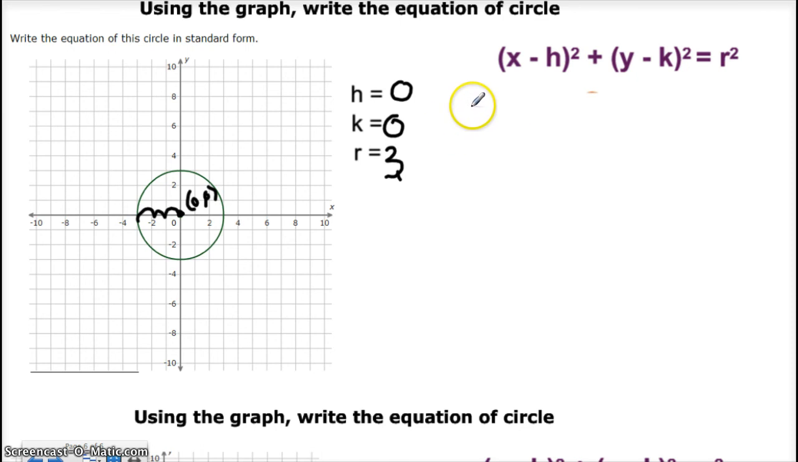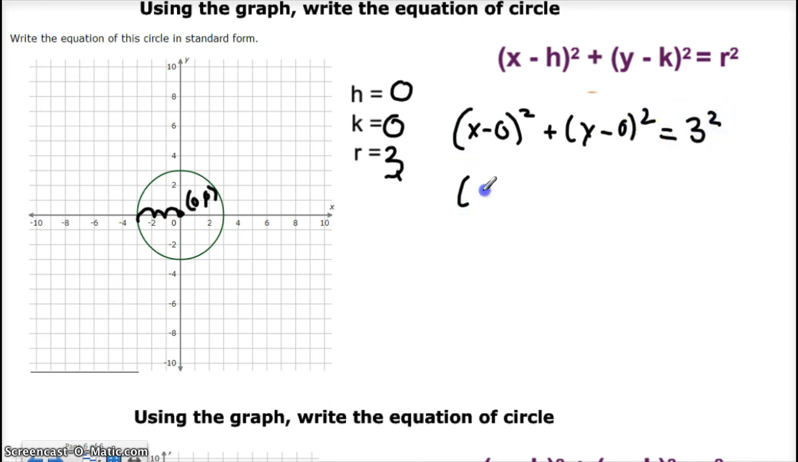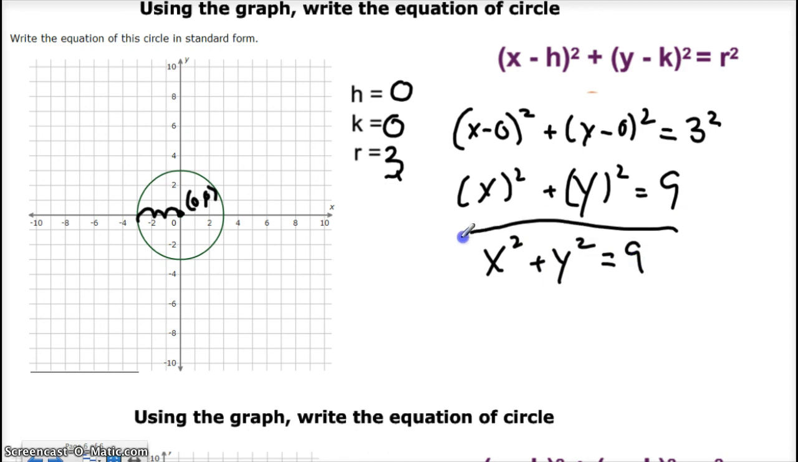And we just put this into our equation. So x minus 0 squared plus y minus 0 squared equals 3 squared. Well, x minus 0 is just x, and y minus 0 is just y, and that just equals 9. Now when you put this into IXL, you don't have to put these parentheses there. So just put x squared plus y squared equals 9. It's a simple way to write it, and that would be your final answer. All right, do the next one on your own and you are good to go.